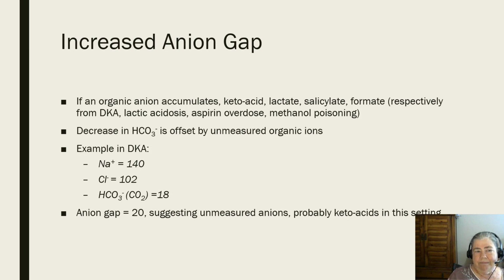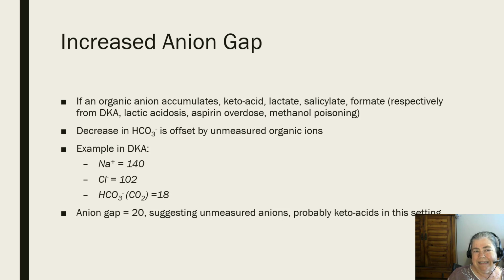So as an example, well, several examples here. Organic anions include things like keto acid, which occurs in diabetes, lactate, which occurs sometimes with excessive muscle activity in an anaerobic state, so somebody who runs very long races, salicylate, which is aspirin, acetylsalicylic acid, and formate, which is a result of methanol poisoning.